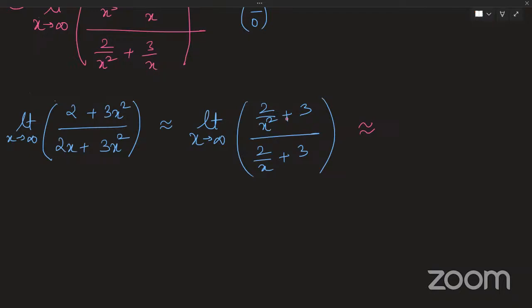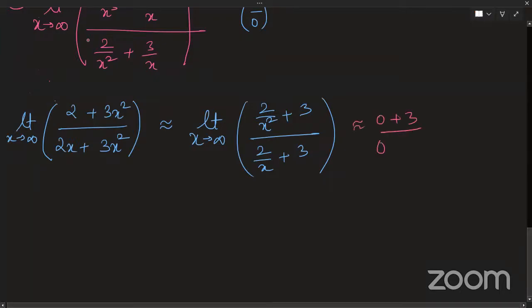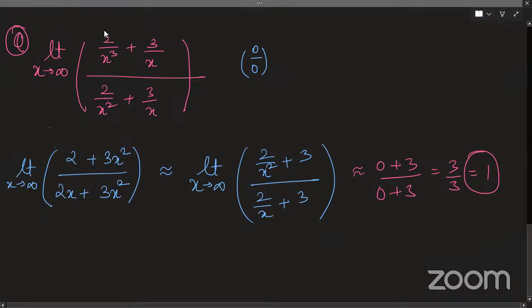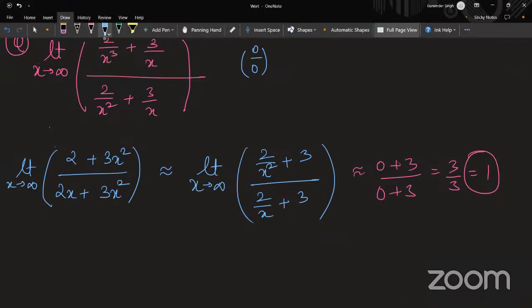Is it an indeterminate form? No. The answer is 1. It is not an indeterminate form. Why are you getting confused? You have a plus 3, right? 2 by x square will go to 0. 2 by x will go to 0. So you are left with 0 plus 3 divided by 0 plus 3, which is 3 by 3. It is not an indeterminate form. The answer is 1. So what was there to get confused about? The value of this limit is 1.